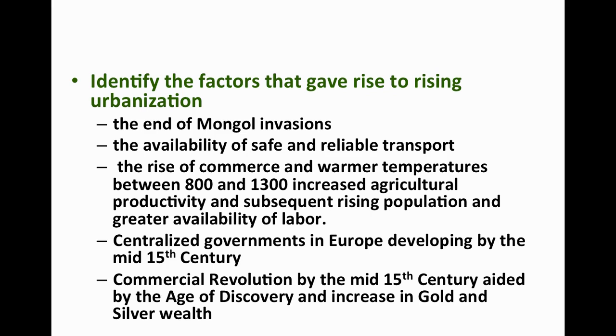The availability of safe and reliable transport. So, Indian Ocean trade became more reliable, more effective. That's going to help, especially cities like Venice and Florence. European cities are going to grow. The rise of commerce and warmer temperatures between 800 and 1300 helped agricultural productivity. More people meant more workers, more demand for goods, and centralized governments. Kings like Henry and Louis are going to consolidate their power. And because of that, they're actually going to want to see trade growth. They're going to expand their empires overseas.